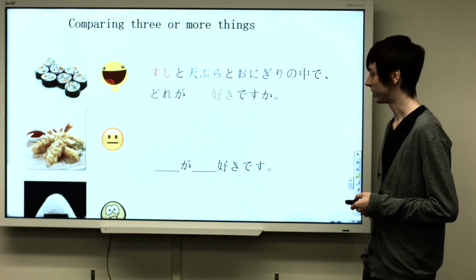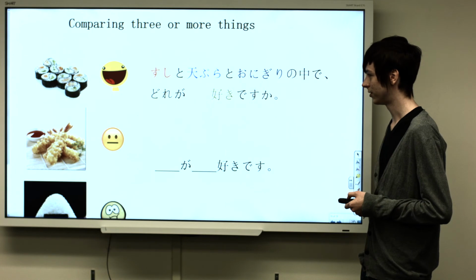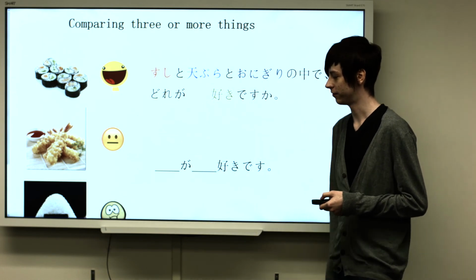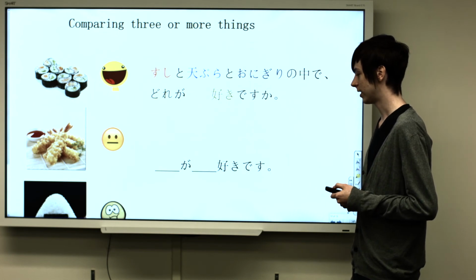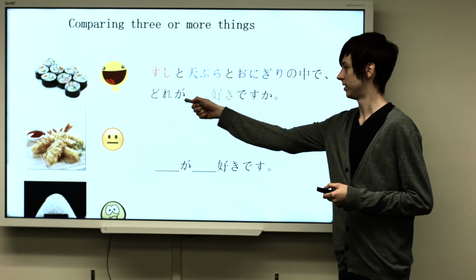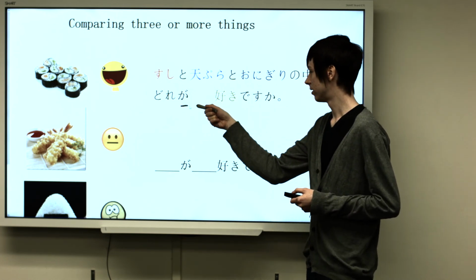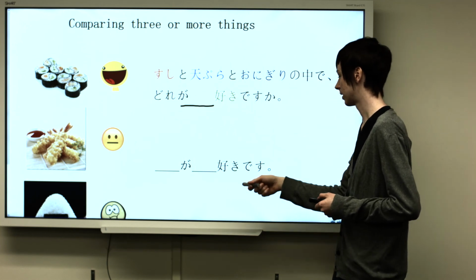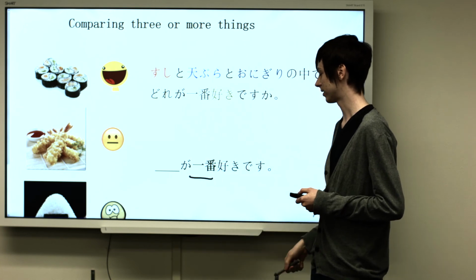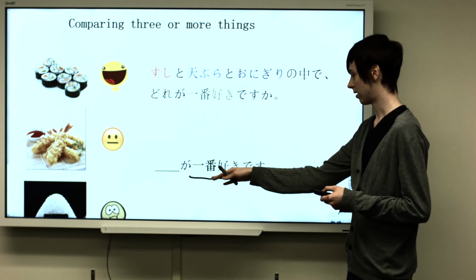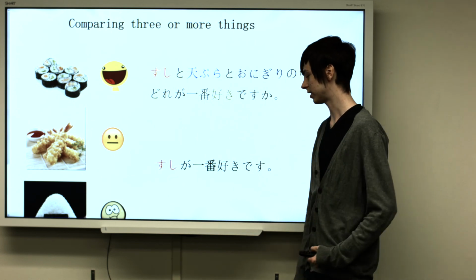Alright, so let's answer that question. So it's pretty apparent that sushi is the most liked food for this guy out of the 3. And before we get to that, what's missing here? どれが something 好きですか? 一番, that's correct. Okay, so 一番好きですか? Which is the most liked? So, that'd be sushi. Sushi が一番好きです.